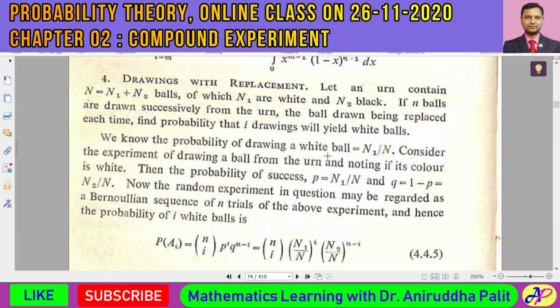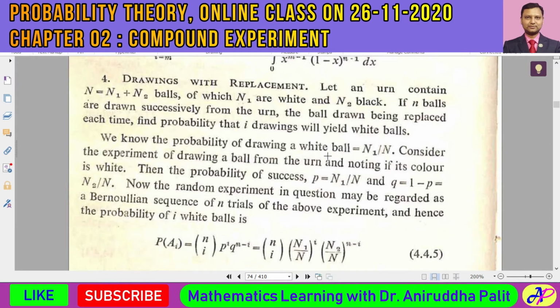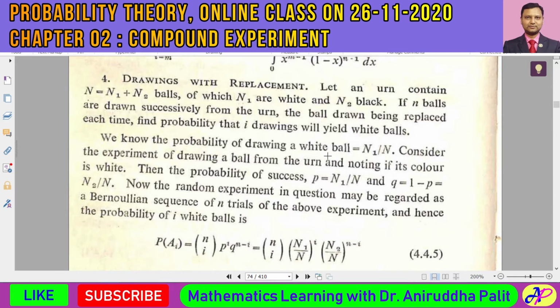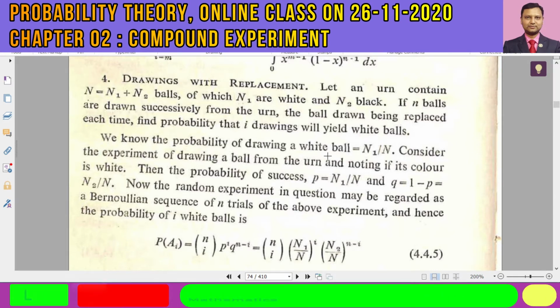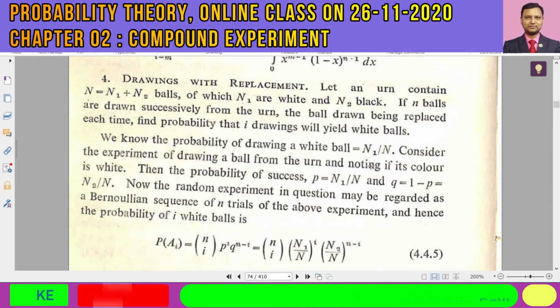But there in Bernoulli trials we had two technical terms. One is success, another is failure. We had two technical nomenclatures of the events. So we need to define an event as a success and another event as a failure. You can define drawing a white ball as a success, and in that case drawing a black ball would be a failure. You can also define drawing a black ball as a success, and in that case drawing a white ball would be a failure. So it's up to you.